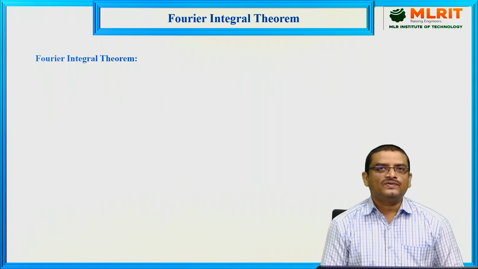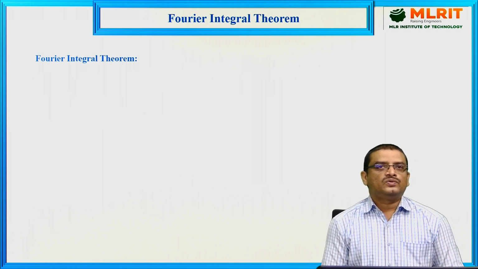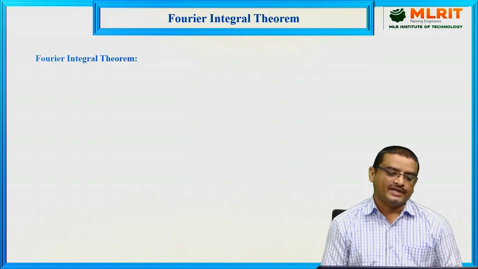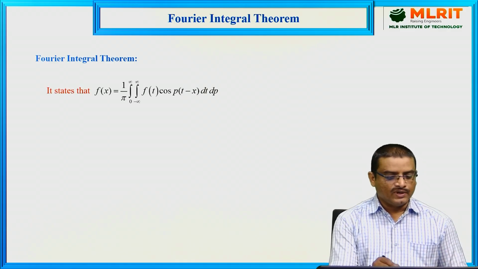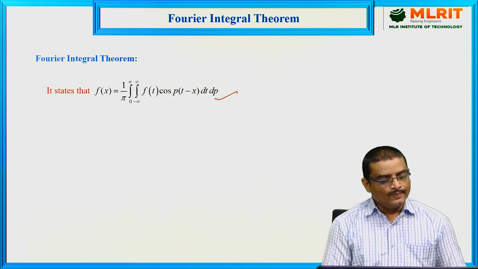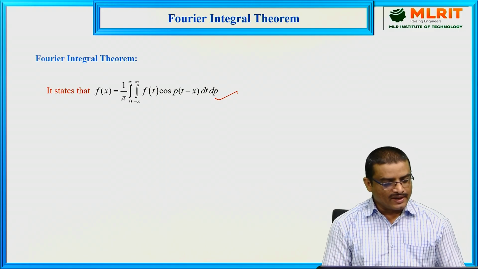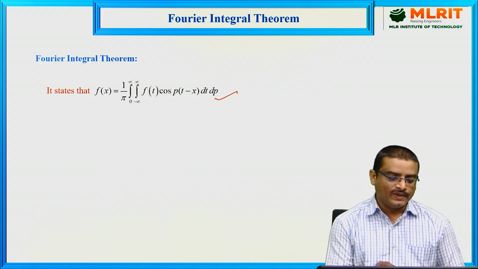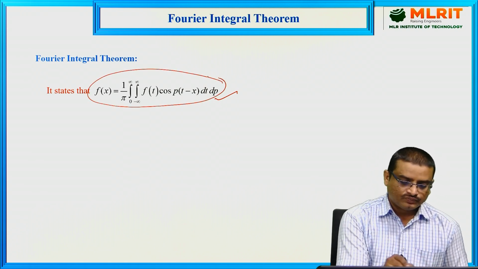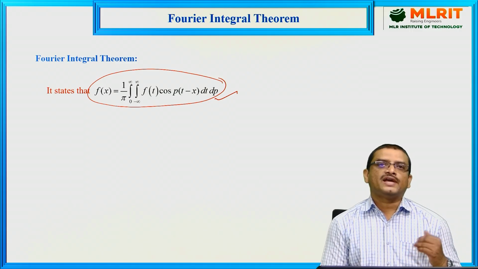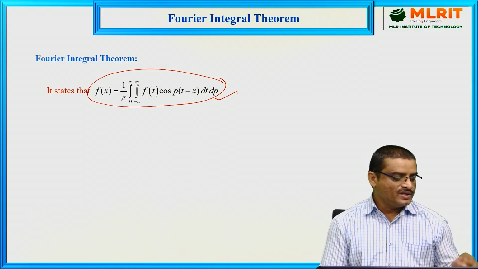Now we'll go for the next one, the Fourier integral theorem. By using this theorem, we'll see how to derive the Fourier sine integral and Fourier cosine integral. This is the statement of the Fourier integral theorem: f of x is equal to 1 by pi, integral 0 to infinity, integral minus infinity to infinity, f of t cos p of (t minus x) dt dp. By using this statement, we are going to derive the Fourier sine integral and Fourier cosine integral. Now we'll see how to derive this one.